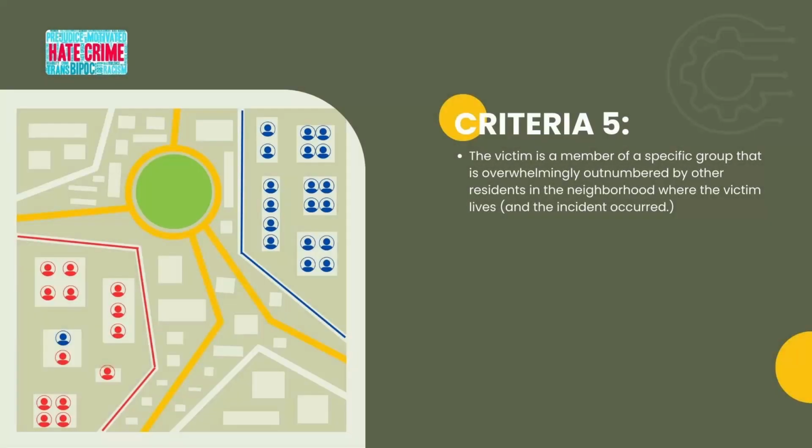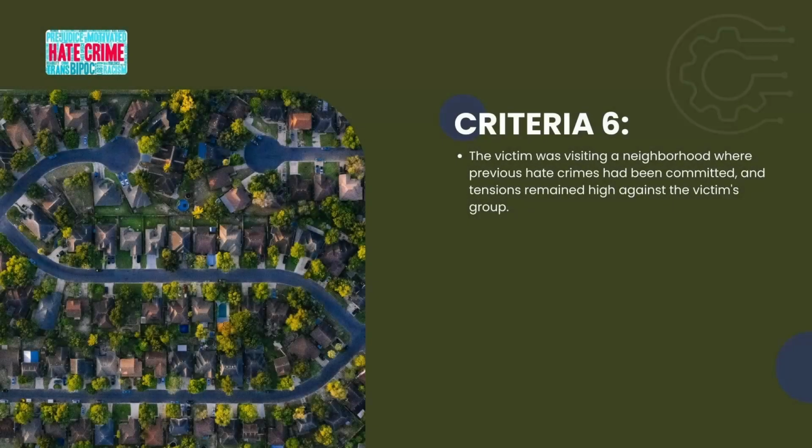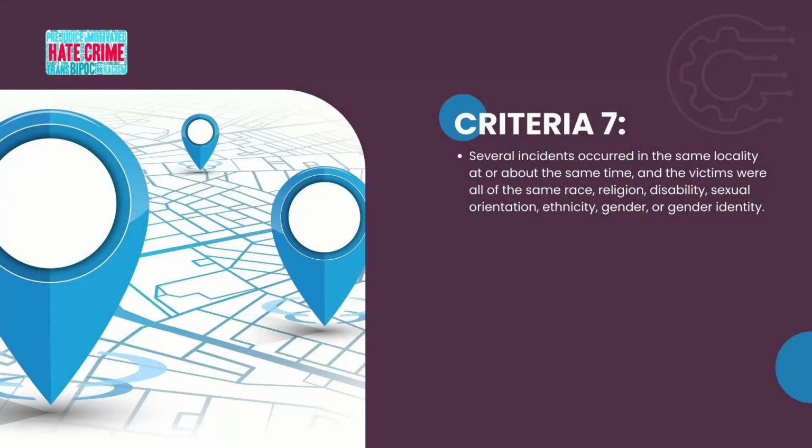Criteria 5. The victim is a member of a specific group that is overwhelmingly outnumbered by other residents in the neighborhood where the victim lives. Criteria 6. The victim was visiting a neighborhood where previous hate crimes were committed and tensions remained high against the victim's group. Criteria 7. Several incidents occurred in the same locality at or about the same time, and the victims were all of the same race, religion, disability, sexual orientation, ethnicity, gender, or gender identity.